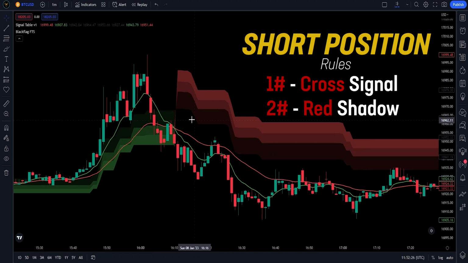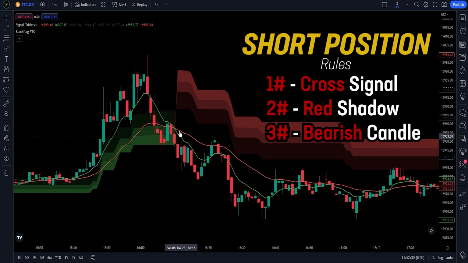Our third and final rule for our short position strategy is that our candle must be bearish, so it must be red colored. In case of a long trade, we could also check the next 4 candles next to our cross signal, which also applies in this strategy. If the closest candle to our cross signal is not bearish, we can wait another 4 minutes for a red candle, and in this time frame, we can enter a short trade as well. With all 3 rules for our short trade set as well, I think it's time to test this strategy on a real-time example.